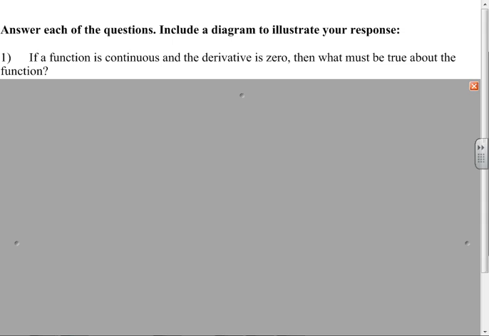Now, I should have said this a little bit better. After I've done a number of these problems, I noticed something, and so I'm sharing with you what I noticed. If a function is continuous, and the derivative is 0 at a point, it could be everywhere too, but we'll just say at a point, then what must be true about the function?